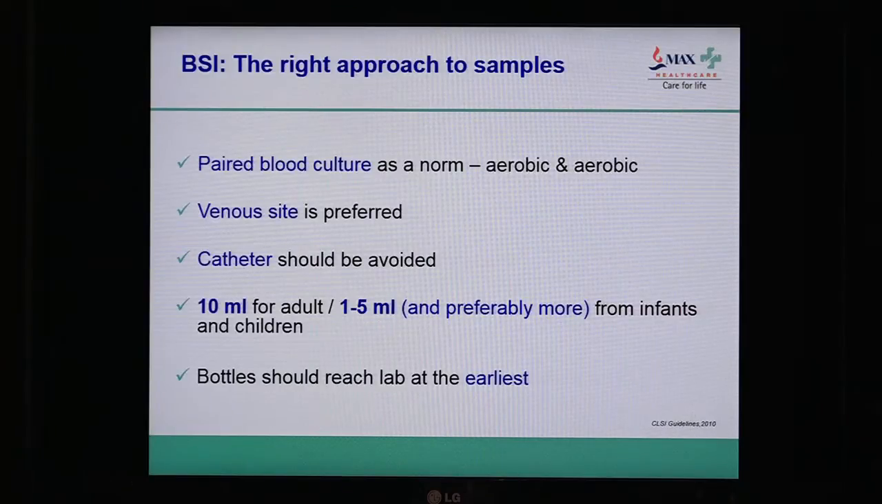Suppose the patient is very sick and in one blood culture you get coagulase negative by chance, then all the Salmonella and E. coli will remain inside, they will not come outside.